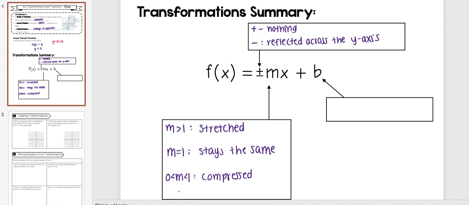So for instance, if I had 1/2, 3/4, here you need to be careful. It's a fraction between 0 and 1. However, if you have, for instance, 3/2, 3/2 is greater than 1, so that wouldn't mean it's compressed. So it's only when it's a fraction less than 1. Okay, and then our plus b, when it's a plus b, moves the graph up. Minus b moves it down.